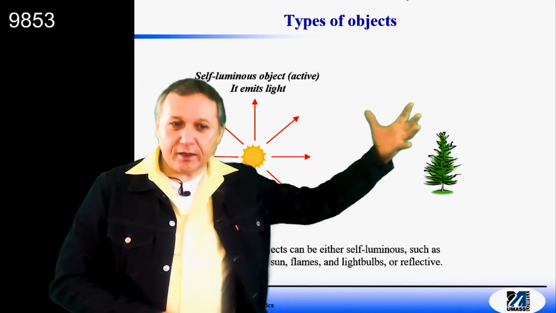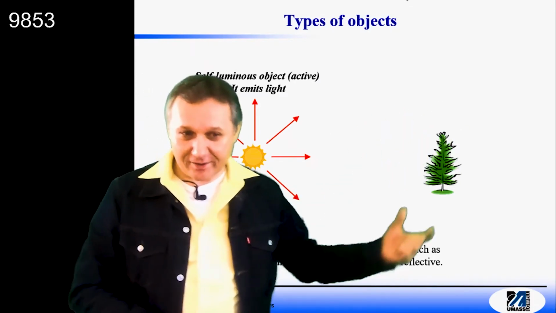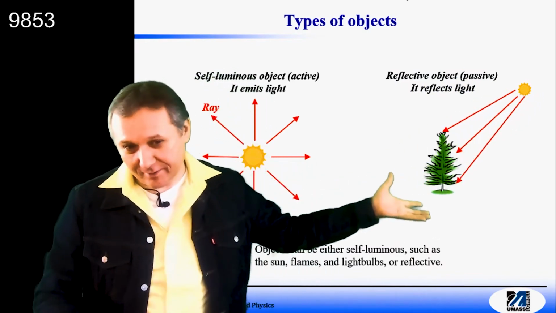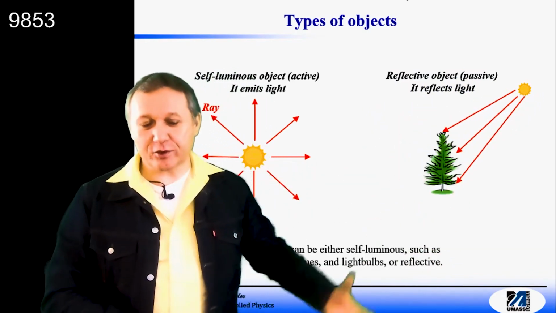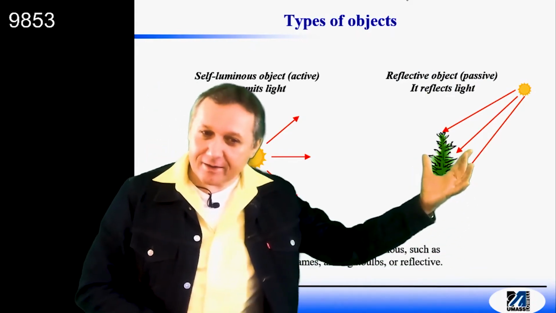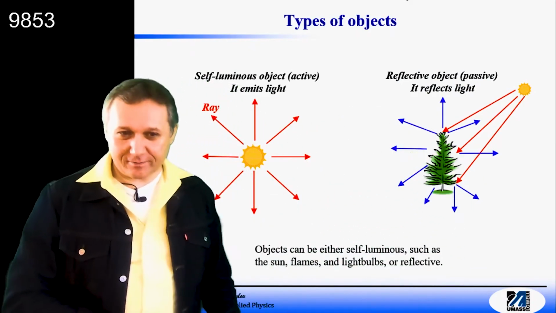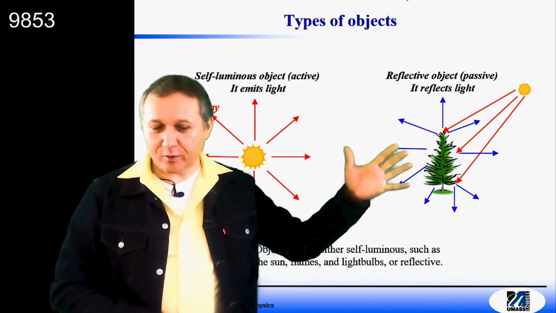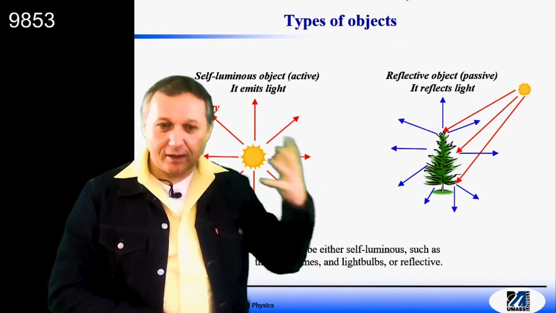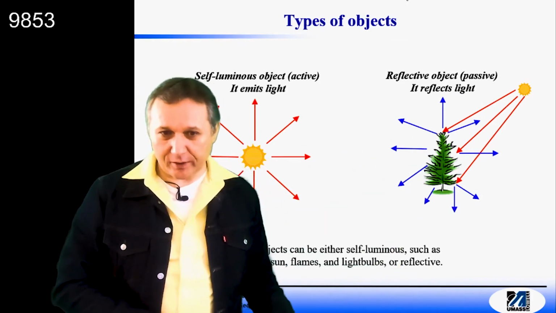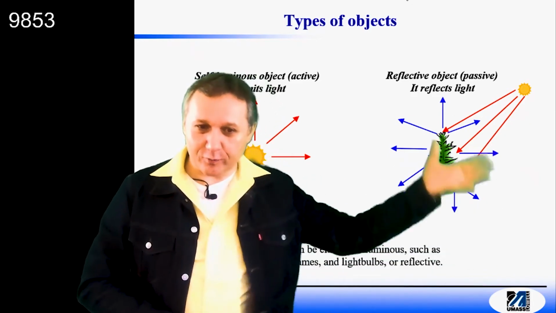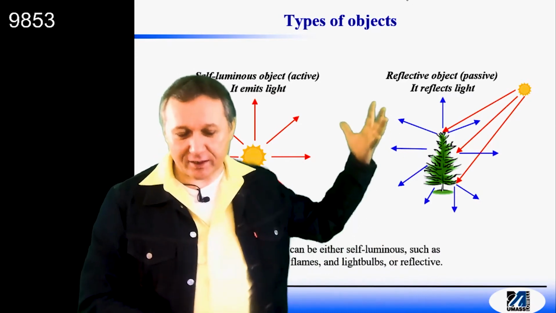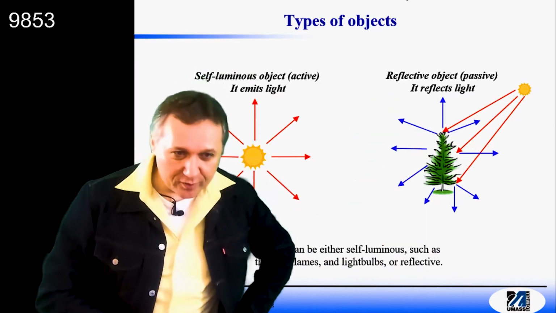So in order to see that object, we need to have an external active source. For example, this sun. The sun produces rays of light, which hit this tree. These rays get reflected, and then if we stand here, we can see these reflected rays, and that's how we can see this tree. Of course, if you turn the sun off, we wouldn't be able to see this tree because it's not self-luminous. We need some rays produced by an external object.